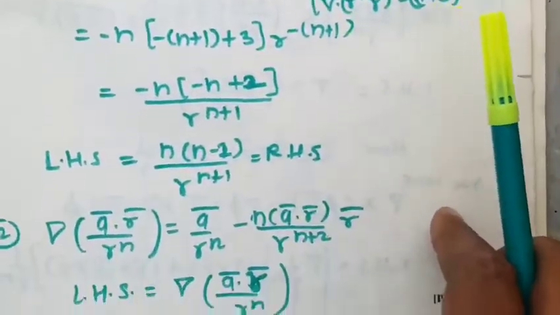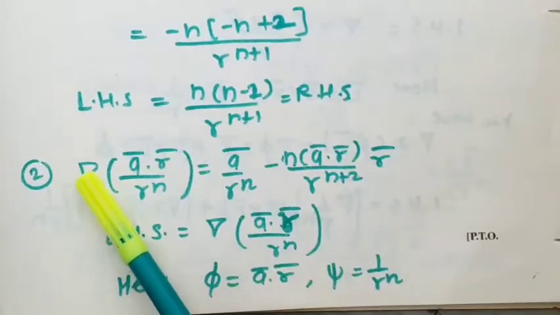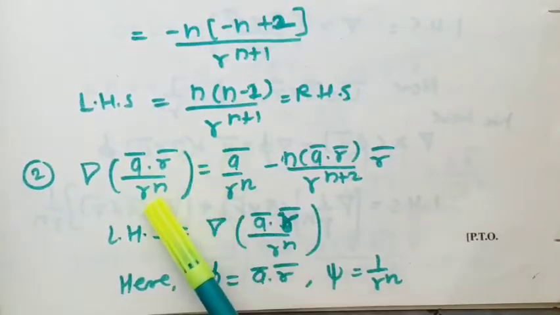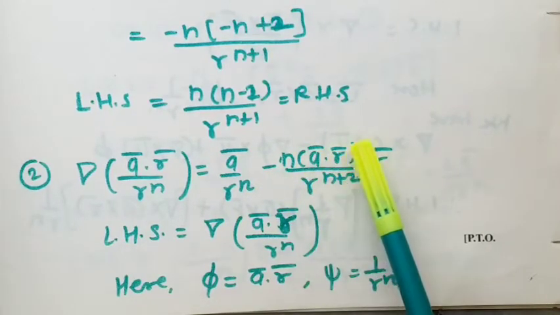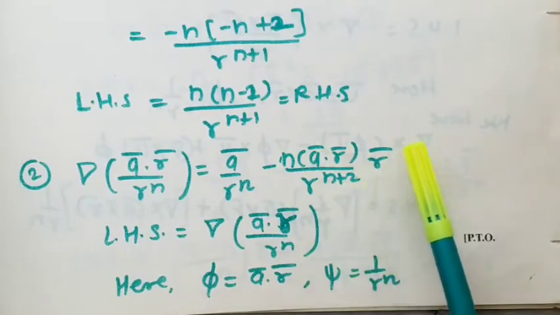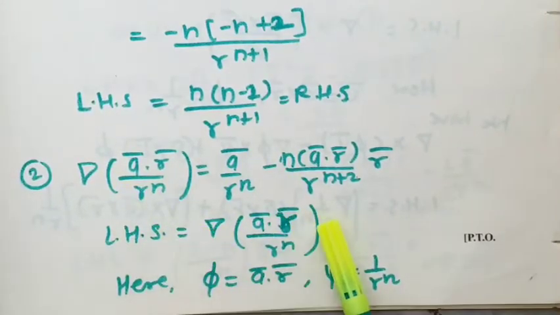Okay, hope you understood this solution. Let us see the next problem. Second problem: del of (a bar dot r bar by r raised to n) equal to a bar by r raised to n minus n into (a bar dot r bar) divided by r raised to n plus 2 into r bar. So del is on the left hand side, so consider left hand side.